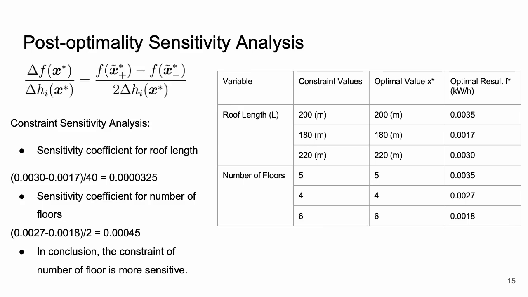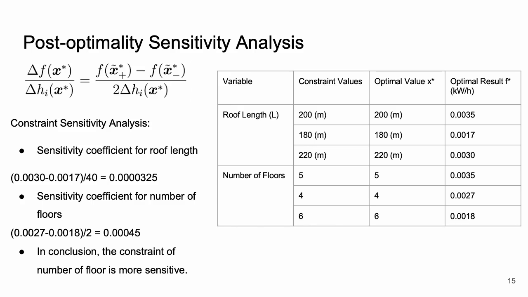After we have gained the optimal value for our subsystem, we now do the post-optimality sensitivity analysis here. We first do the constraint sensitivity analysis on roof length and number of floors, because those two are the only constraints that are activated. So we first do the sensitivity analysis on roof length. The constraint value before we change it is 200 meters, and then the optimal result is 0.0035. Then we tried different constraints with 180 and 220, and we also obtained the optimal results here.